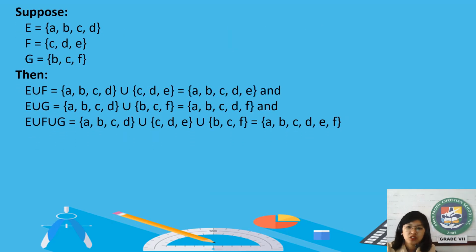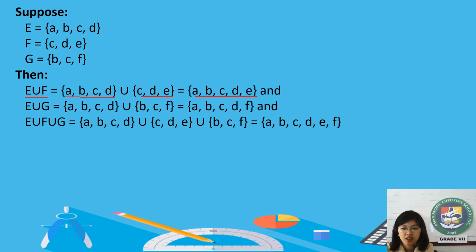Suppose the elements of set E are A, B, C, D, and the elements of set F are C, D, E, and the elements of set G are B, C, F. Then, we take E union F. These are the elements of set E, and these are the elements of set F. When we combine them and take the union, we have A, B, C, D, E.